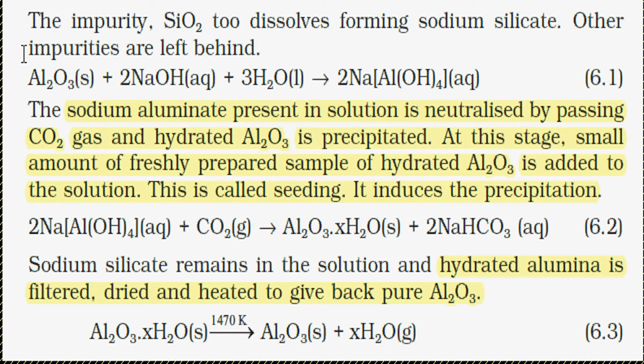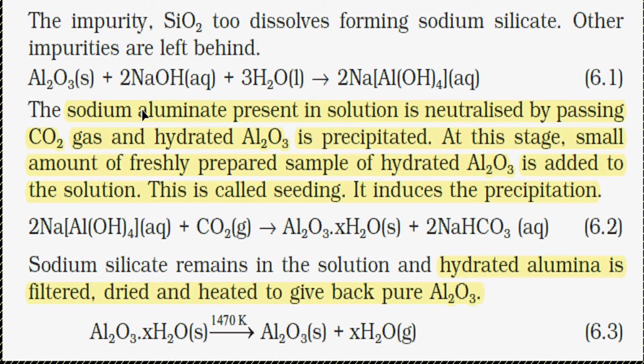So here you can remember the whole process in 3 steps. Step number 1, step number 2 and step number 3. Remember the reactions, write and learn them. The first step, you are taking the powdered ore and adding NaOH and you are getting sodium aluminate.